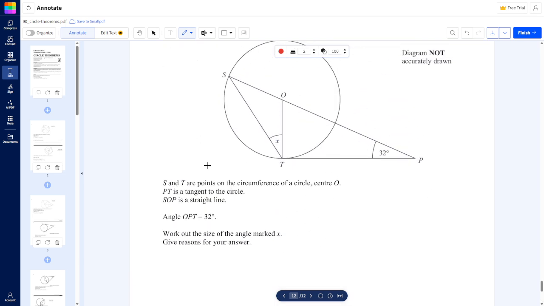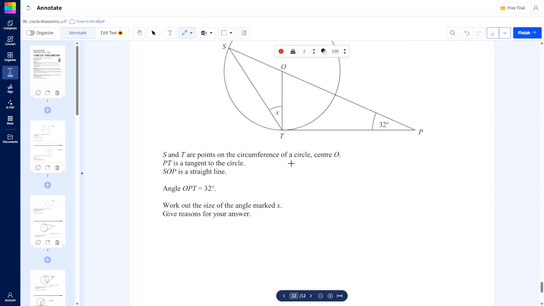Okay, here, 5 more questions. S and T are points on the circumference of a circle, center O. PT is a tangent to the circle. SOP is a straight line. Angle OPT is 32 degrees. Work out the size of angle marked X. Give reasons for your answer.